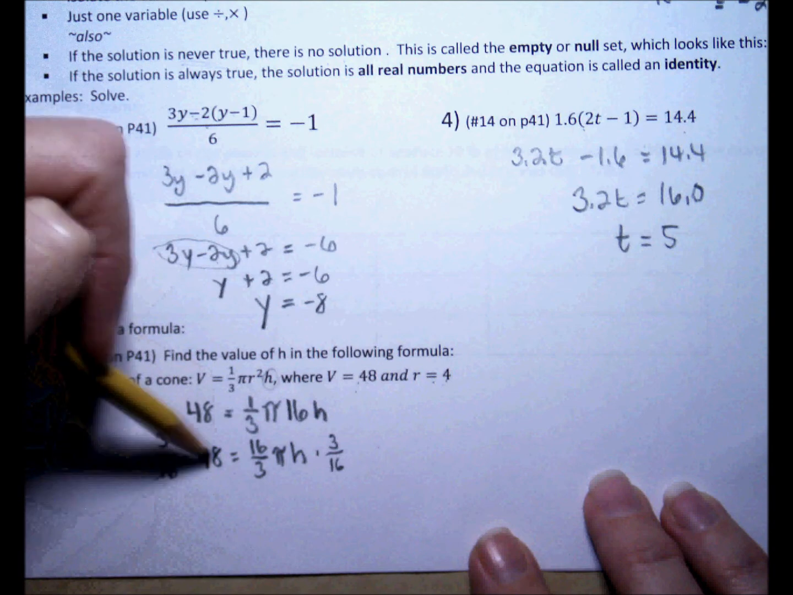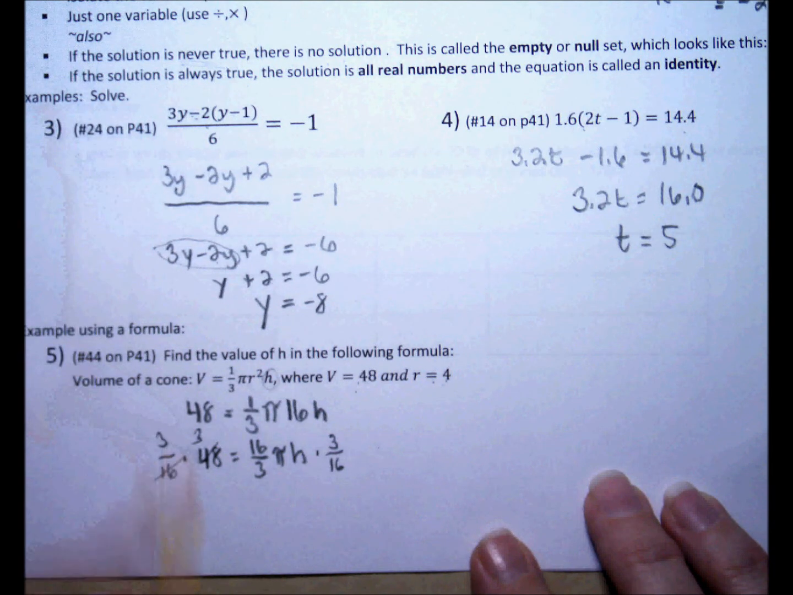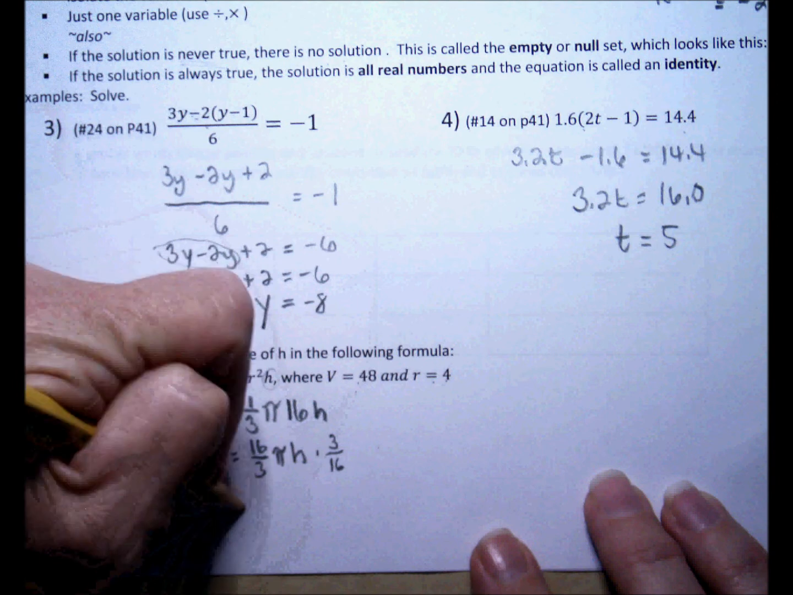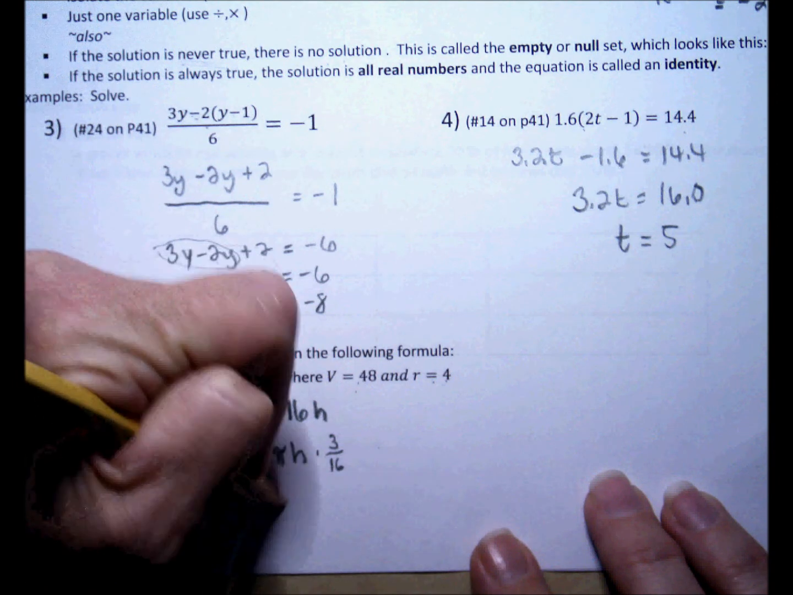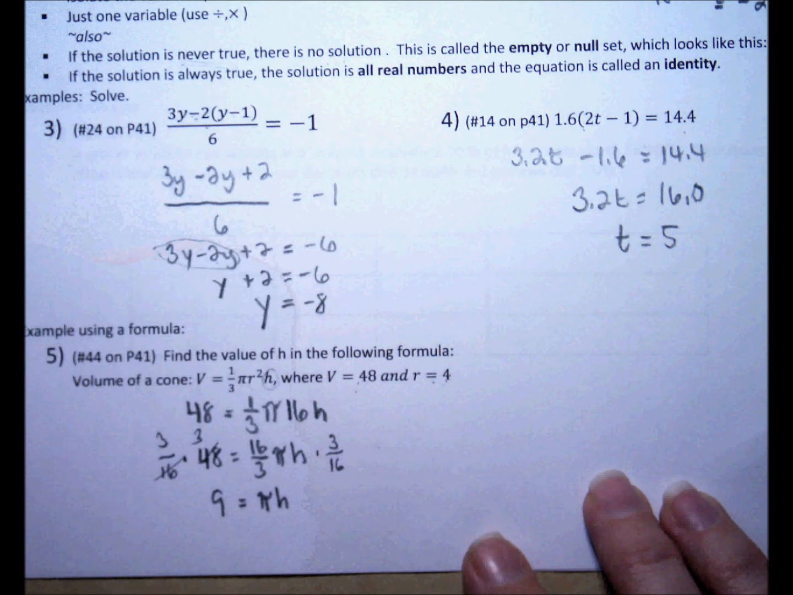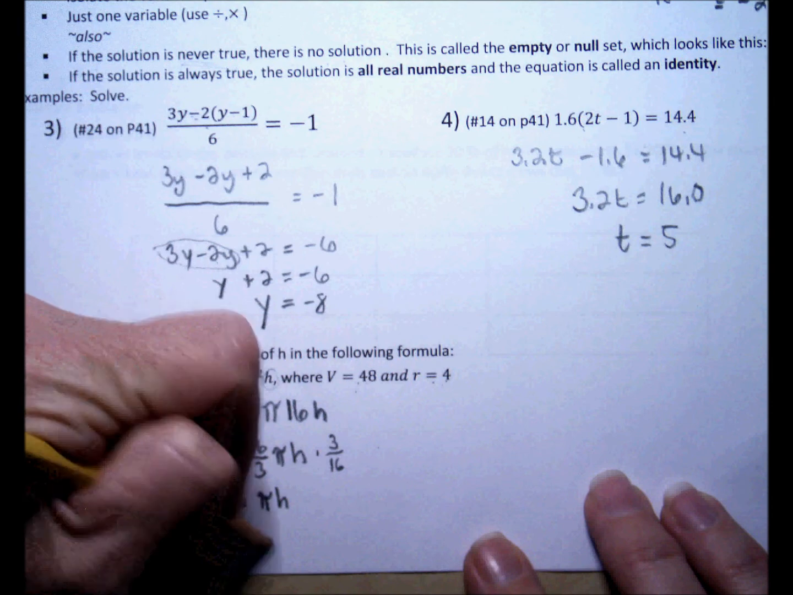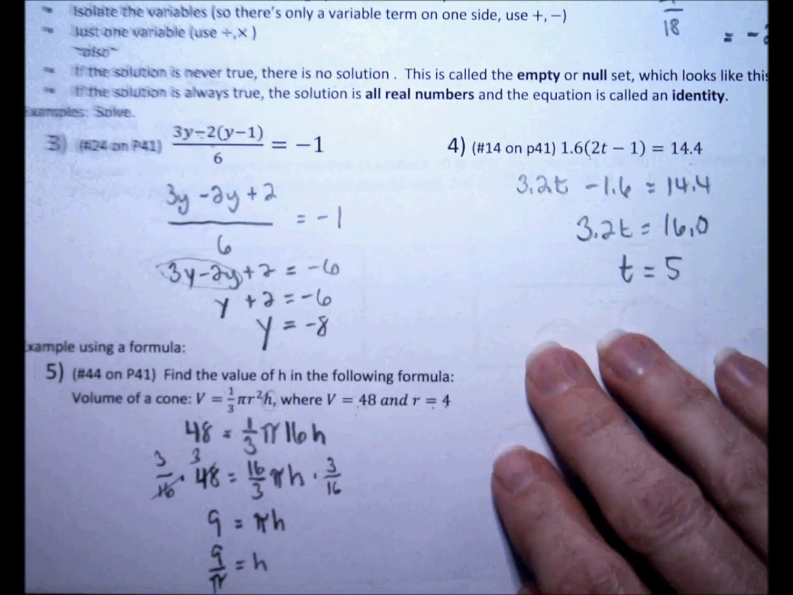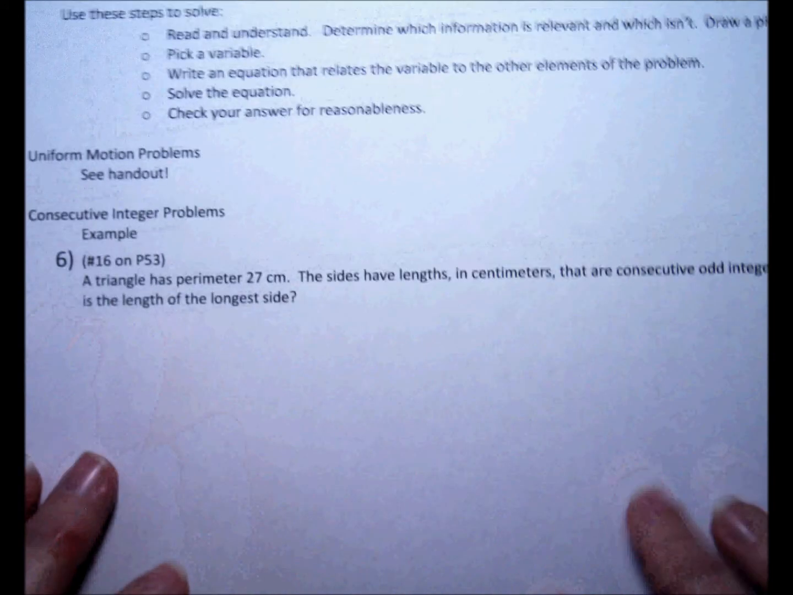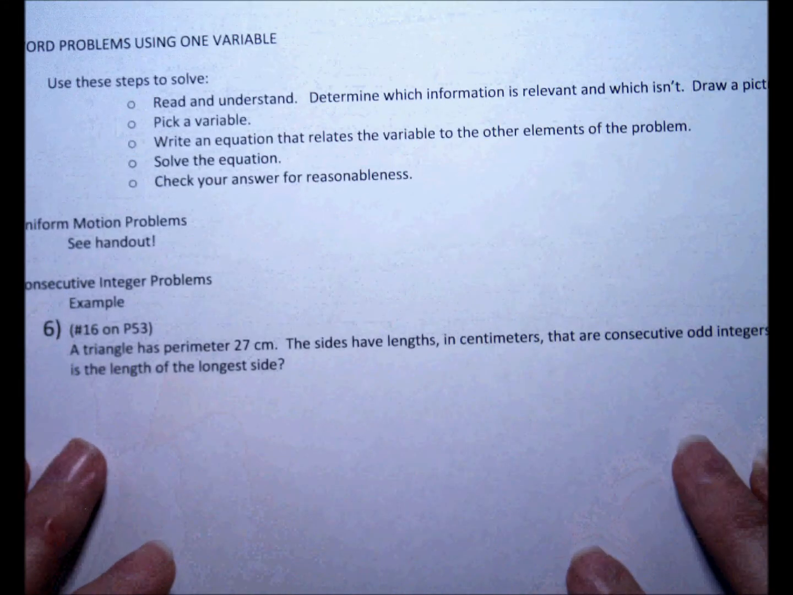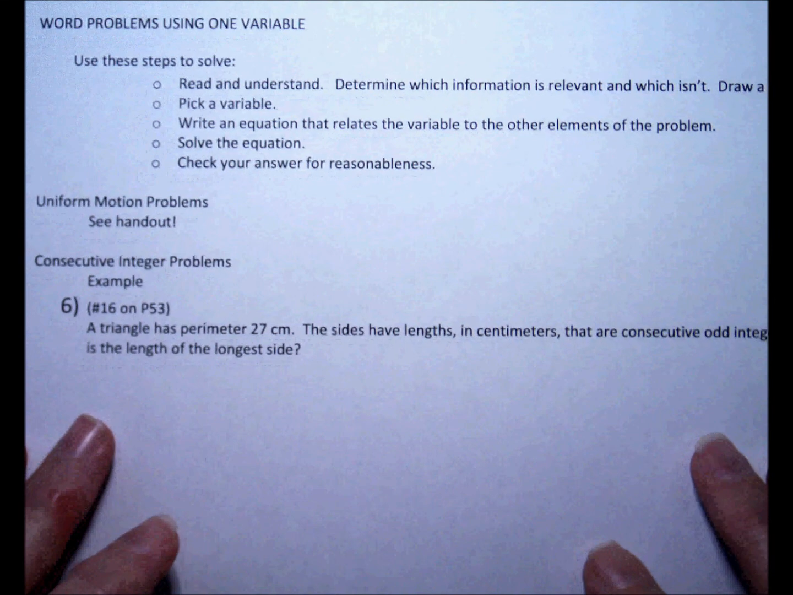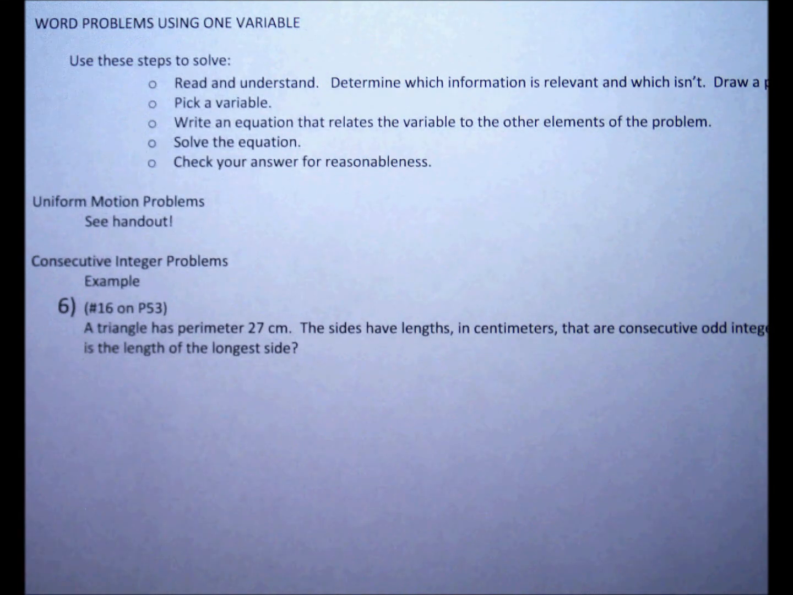I'm going to combine my fraction. 48 equals 16/3 pi times h. Let's multiply both sides by 3/16 to get rid of that fraction on the right. Now 48 happens to be 3 times 16, so that cancels and this becomes 9 equals pi times h. Now to get h all by itself, all I have to do is divide both sides by pi.